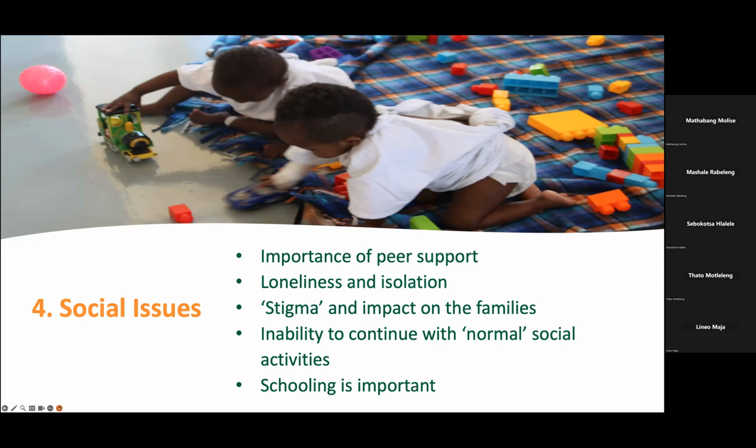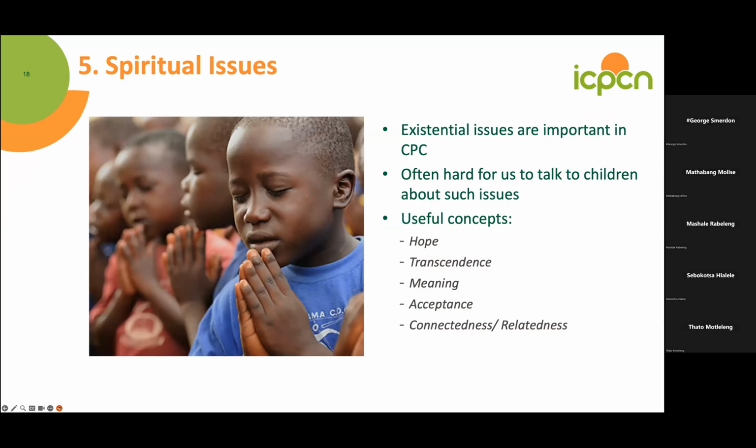What about the stigma of having a child needing palliative care and the big impact on the families? We know that siblings are greatly impacted by having a sibling who has cancer or who needs palliative care. What about the child and the family's inability to continue with what is normal? We've done work asking children what they want, and they want to be normal. They want to go to school. They want to continue social activities. So just trying to think, what are some of the unique needs of children in palliative care?